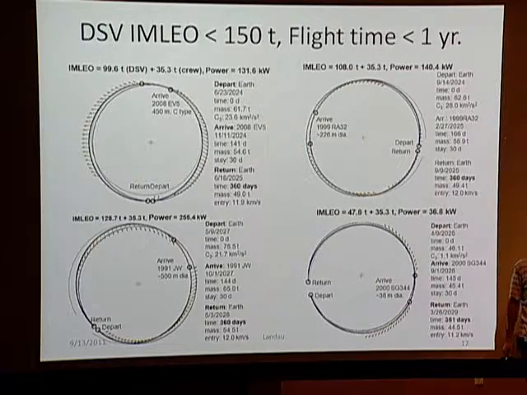So if we do have a big SEP stage, then we have found trajectories to interesting targets that we're able to do in flight times of a year or less. In a lot of the chemical trajectory architectures, you may have heard a lot of people saying, well, there's only a handful of objects that we can get to every now and again. But if we invest in better technology, then we can get to some interesting objects.